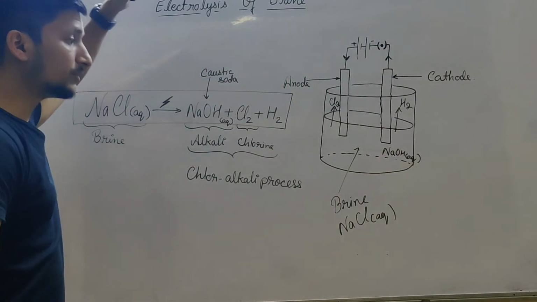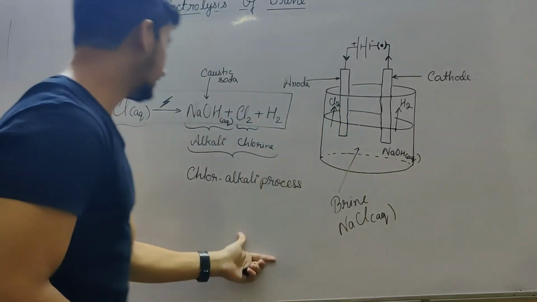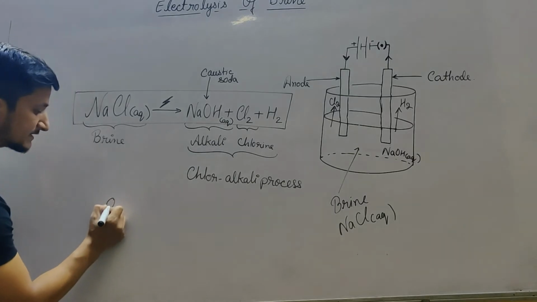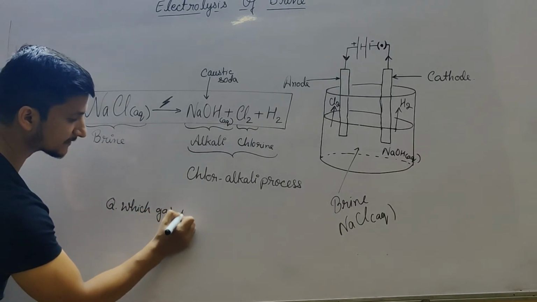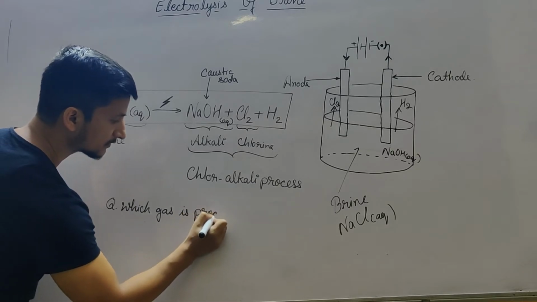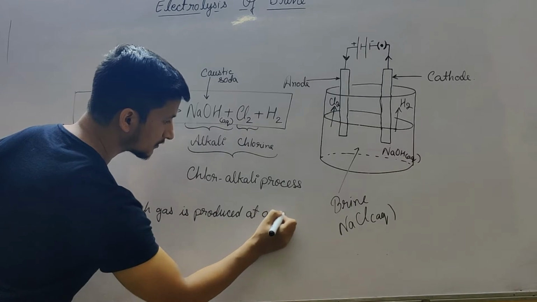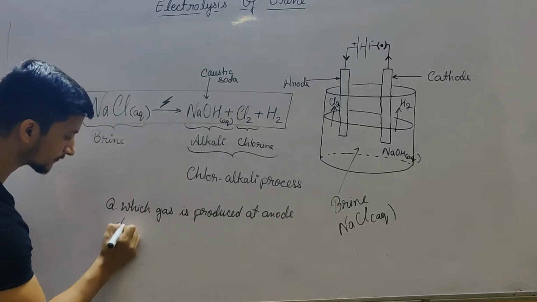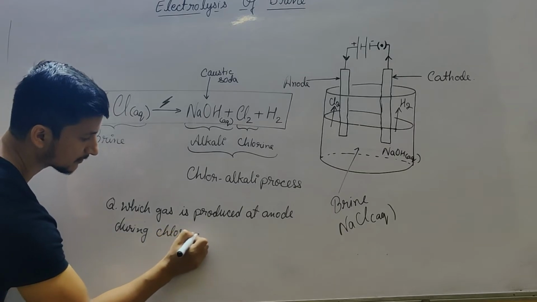Now you can get this question in many ways in your exam. Like there can be a question: which gas is produced at anode during chlor-alkali process?